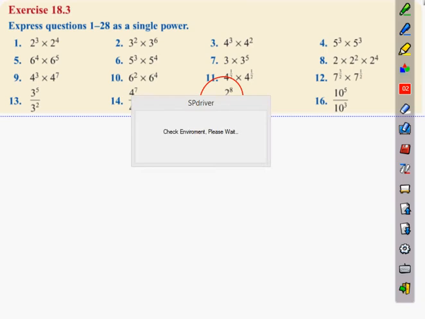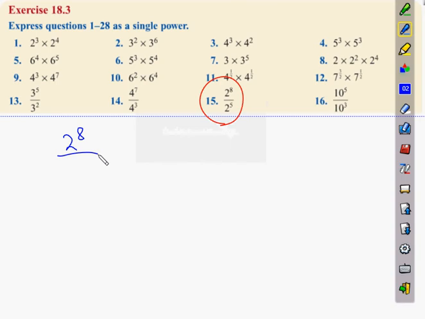Alright, so 2 to the power of 8 divided by 2 to the power of 5. And Noah said the answer should be, you said take them away. Yeah. So 8 minus 5, 3. To the power of 3. Now, that's for division. Now let me show you what happens here, okay?